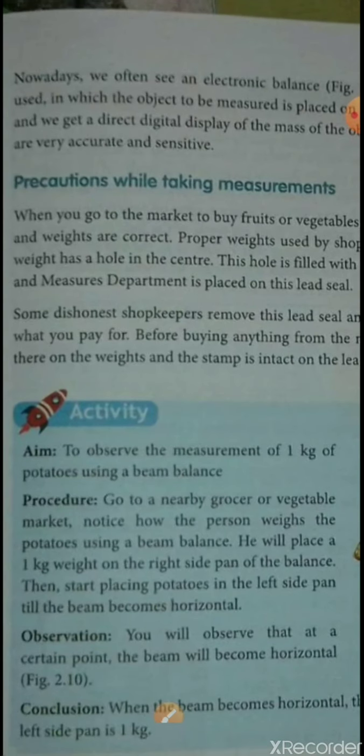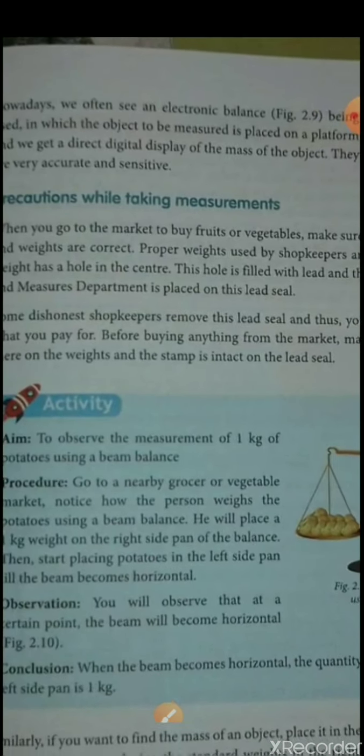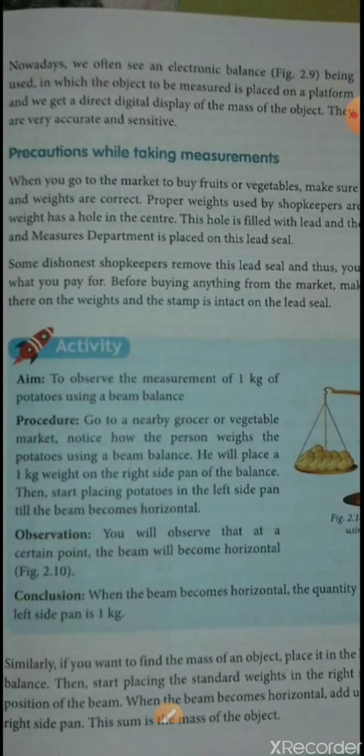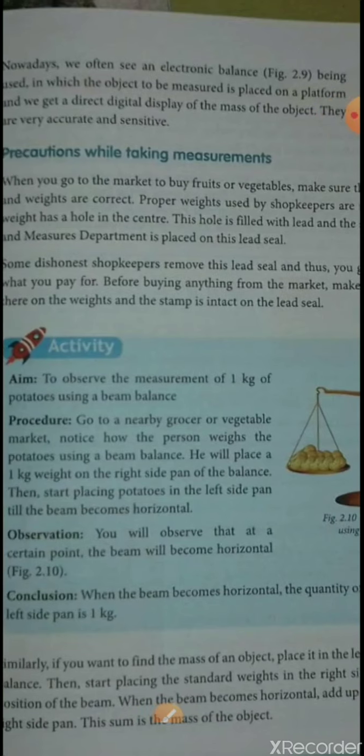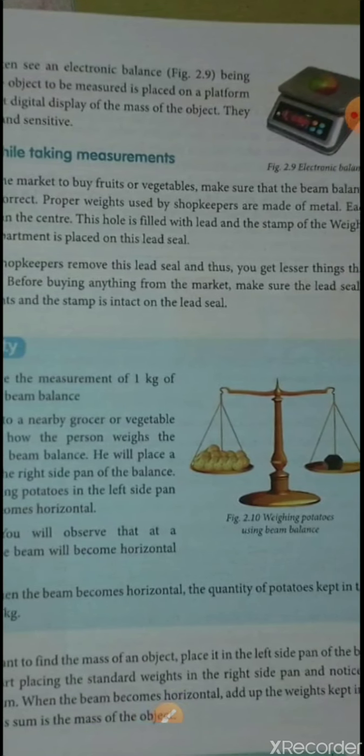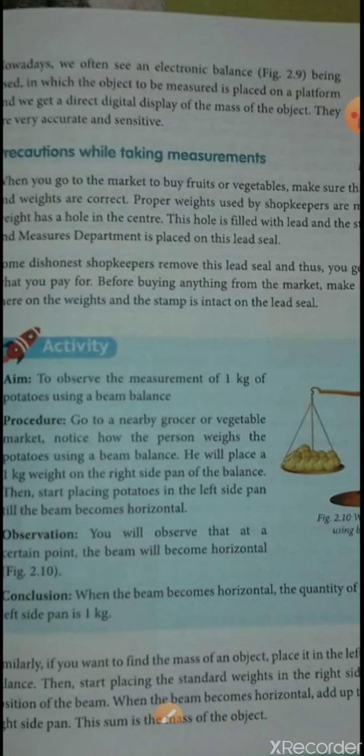So what are the precautions while taking the measurements? In olden days, using your beam balance, there were many ways to cheat people, okay. So there are some precautions which were given, so we will see what the precautions are to make sure proper weights must be used by the shopkeepers. All these weights will have a center hole by which they would have made a seal. That seal will show either it is 1 kg or 2 kg or 500 gram.